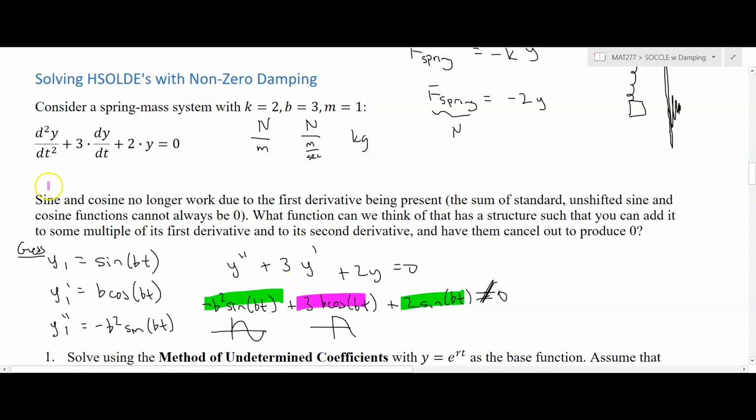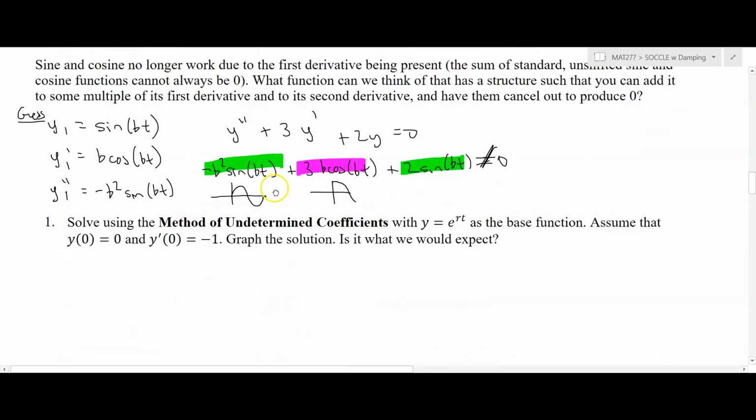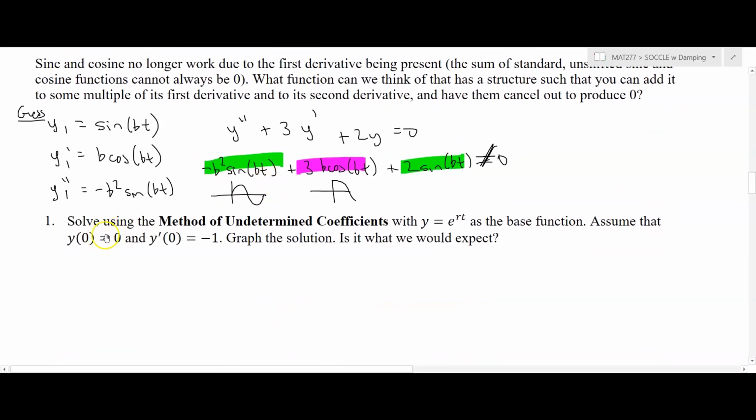So barring this, if this term were missing, sine and cosine would work. But with that term there, sine and cosine will not work, so we resort to things that we already know. What kind of function can we add to its derivatives, and they're all like terms? Well, exponential functions. When you take their derivative, the derivative of an exponential is always another exponential with the same exponent. Therefore, let's try this approach.